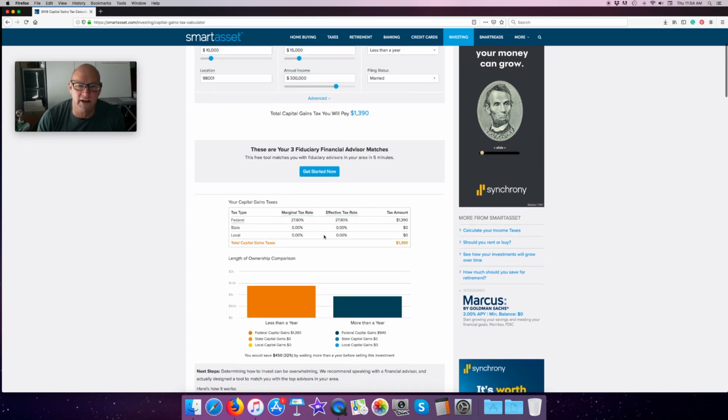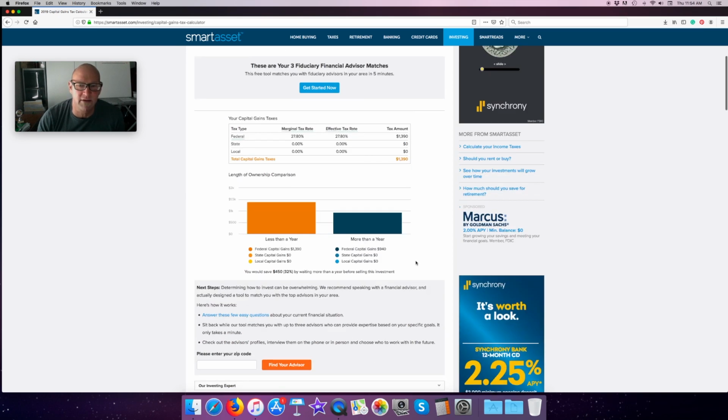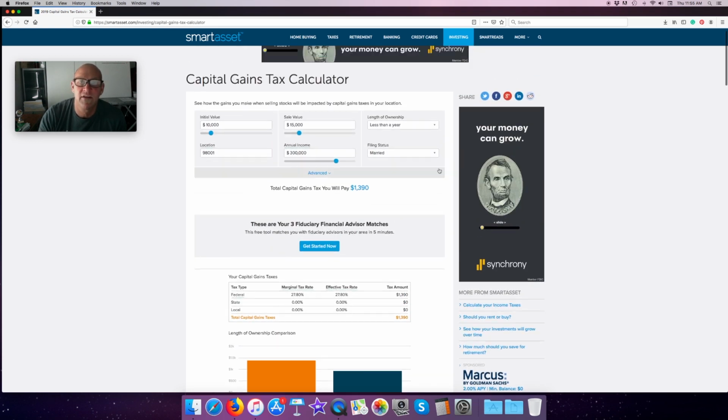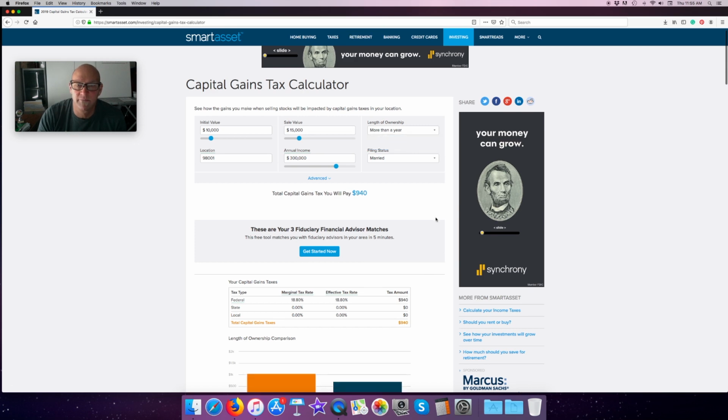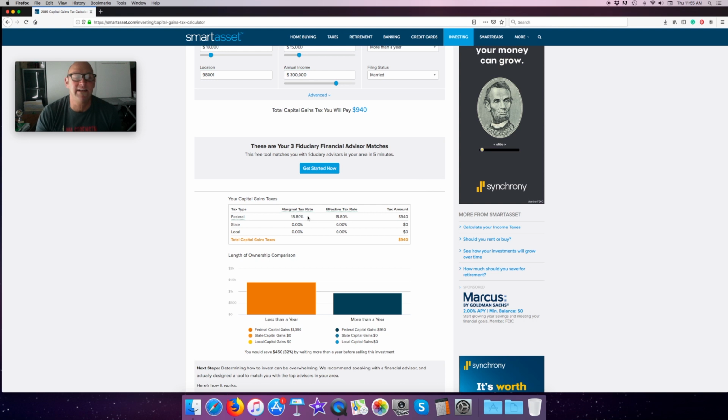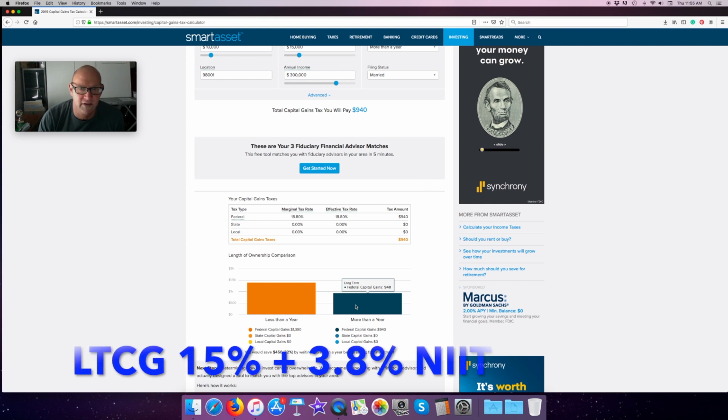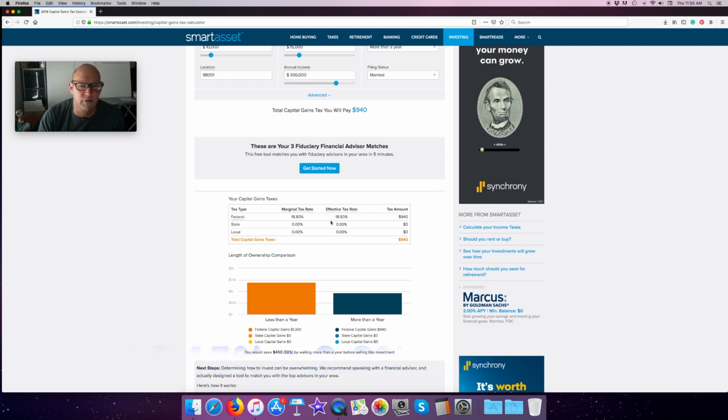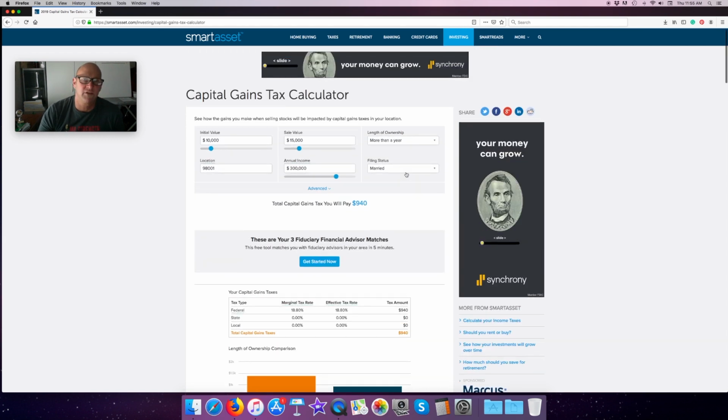Washington doesn't have any state income tax, so that helps us out, right? But let's go down and look. If I had held that same investment for over a year, I would only owe $940 in capital gains. I would save $450, but look at what else it does. Let's change it to more than 1 year. Now notice it's 18.8%. Why is that? Because if you make over $450,000, you become part of the NIIT tax, 3.8%. So you're actually only getting taxed 15% on the capital gains because they're long term, but you're also adding in the 3.8% NIIT tax. So this is important to think about.